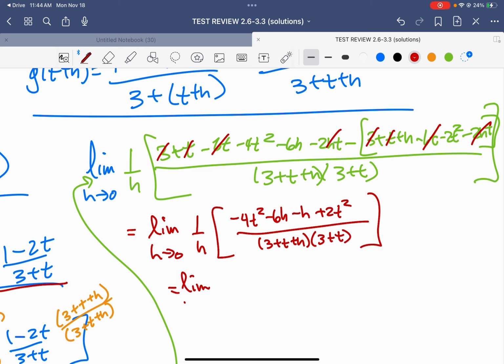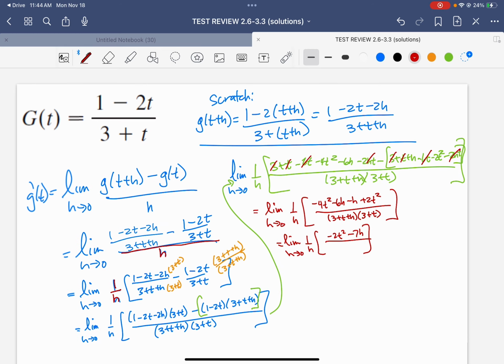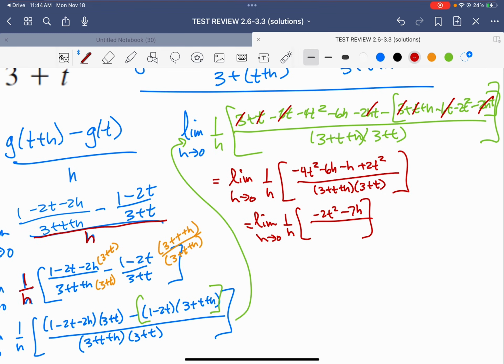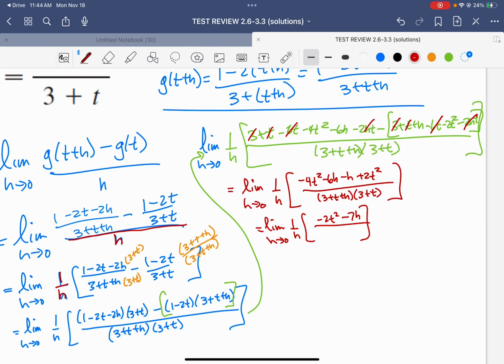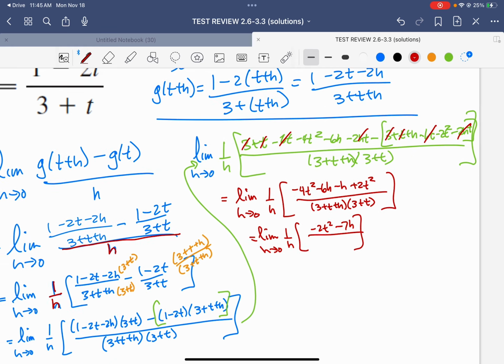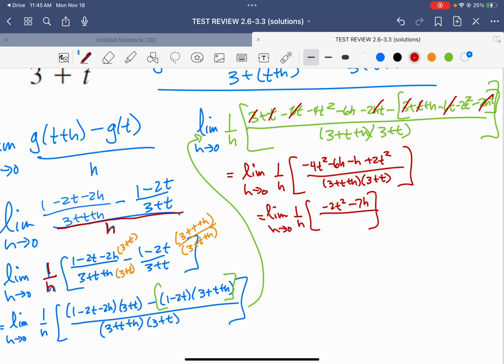Where you'll get into trouble is if you try to do too many steps at once. Let's not do that. So here, I guess I have negative 2t squared minus 7h all over. Oh, should that be a 2t squared? Let me see if that's going to be t squared. So 4t squared. Okay, so something is going wrong here.